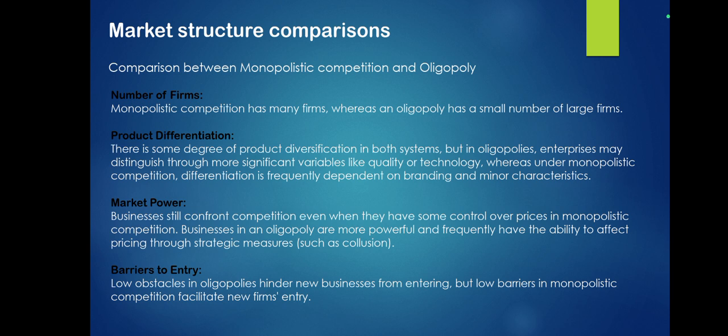For market power, businesses in monopolistic competition still confront competition even when they have some control over prices. However, oligopolies are more powerful and frequently have the ability to affect pricing through strategic measures. Barriers to entry: high obstacles in oligopolies hinder new businesses from entering, while low barriers in monopolistic competition facilitate newer firms' entry. That's the comparison between the monopolistic competition market and the oligopoly.